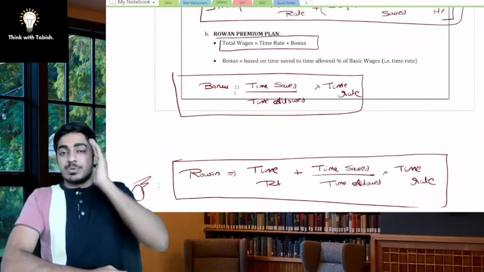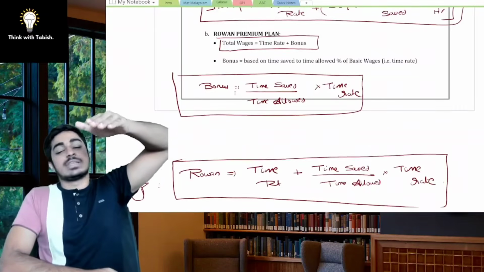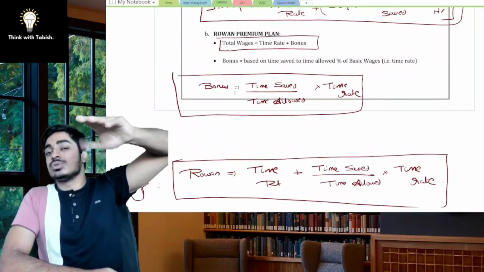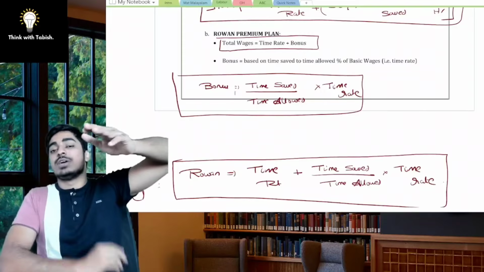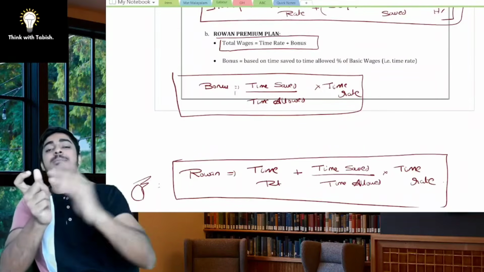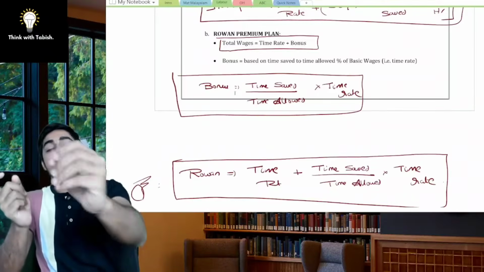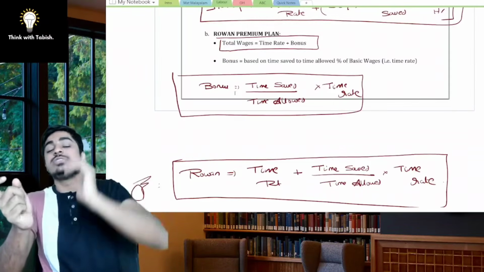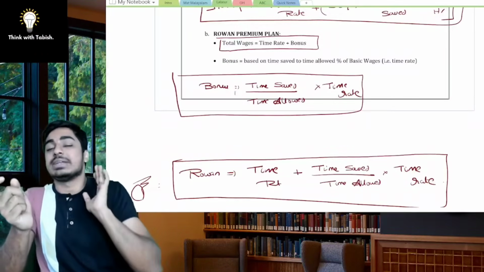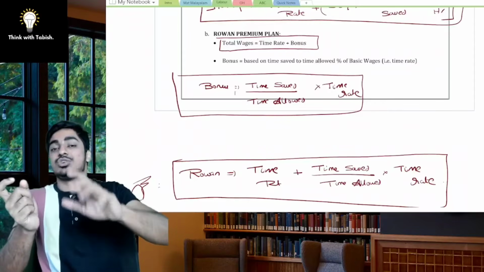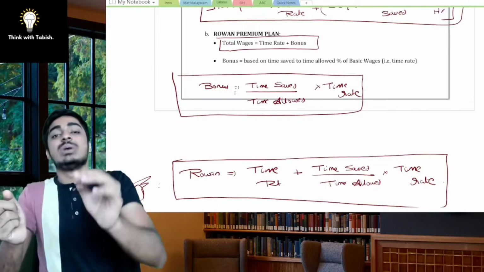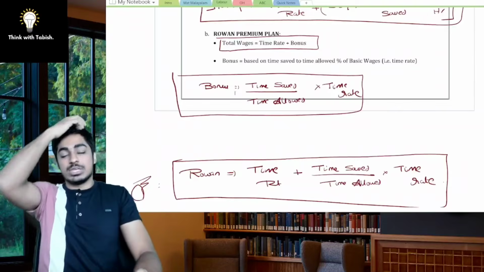I'll tell you. Suppose 10 hours is allowed to do the work. And for 10 hours to do the work, it is time allowed. We have saved 1 hour. You're telling pay him 1 by 10. Or in 10 hours, you have saved 3 hours. Pay him 3 by 10. In 10 hours, you've saved 5 hours. Pay him 5 by 10, 50%. Yes, that is the ratio. More is the time he is saving, more will be the bonus we are going to give him.